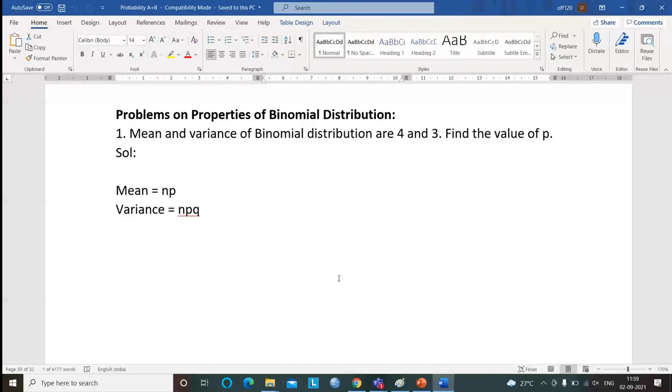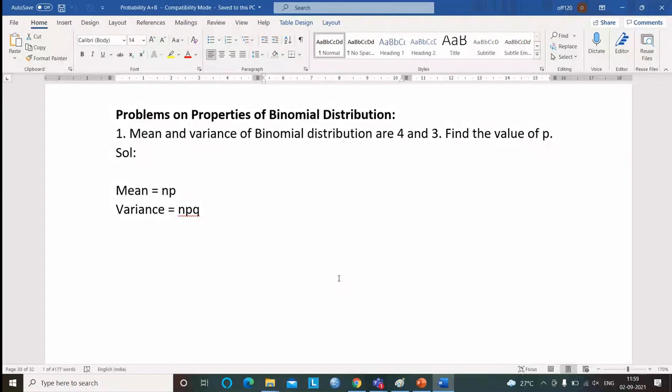The mean and variance of a binomial distribution are 4 and 3. They themselves are saying that the mean and variance of the binomial distribution are given as 4 and 3. From that, they're asking us to find the value of P. Okay, let's find that.